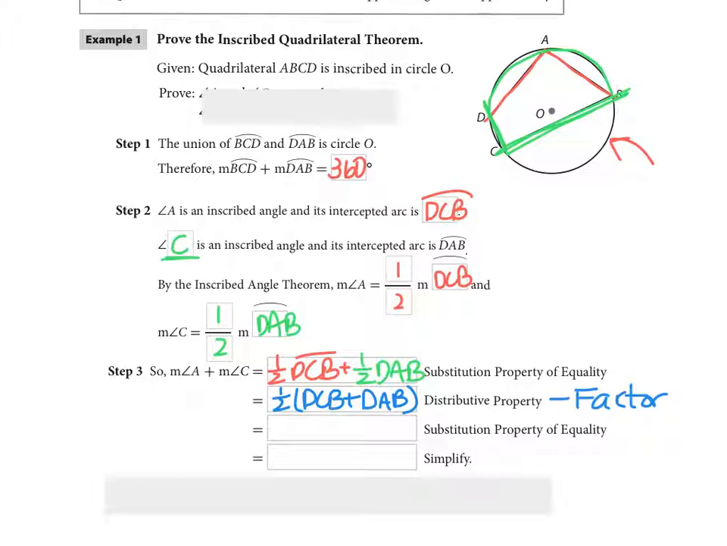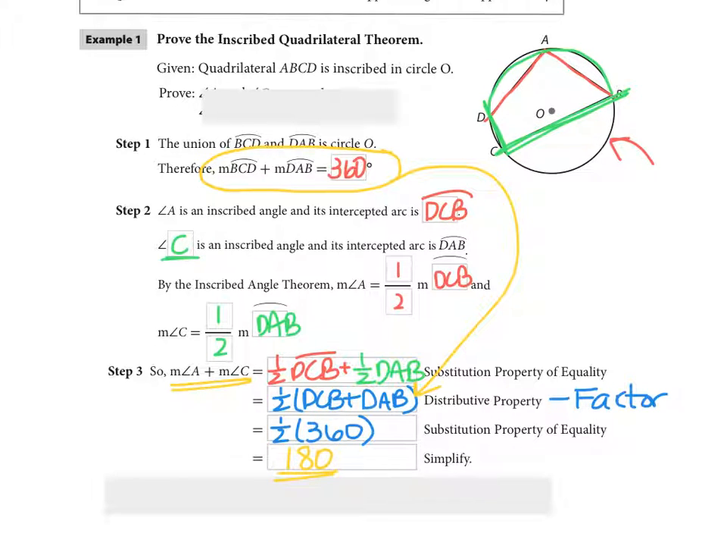All right, the substitution property of equality means I can substitute some equal value. And at the very beginning, we said this statement that if we add those two arcs together, we're going to get 360. All right, so that means I could write this as 1/2 times 360. And to simplify, which you all know I should really write substitution there, well, what is 1/2 of 360? And the answer, hopefully, for you is 180. So think about that. What this is saying is that if you add the measure of angle A plus the measure of angle C, you're going to get 180.